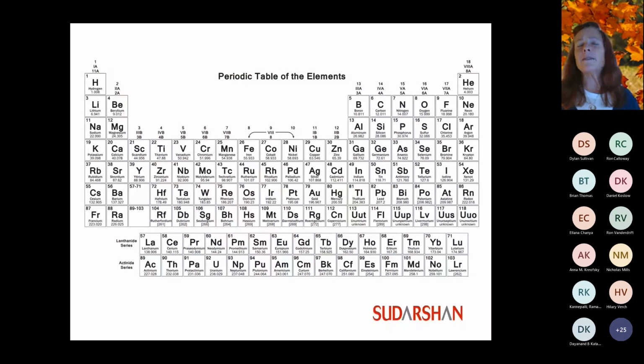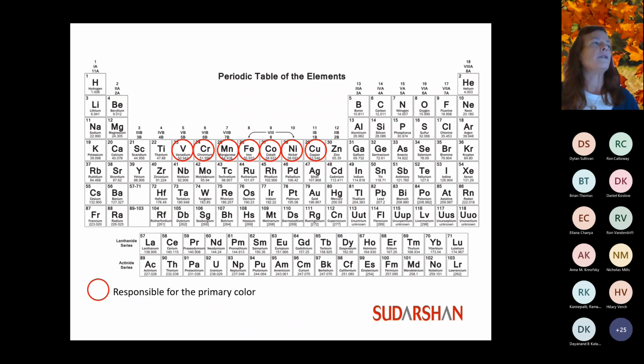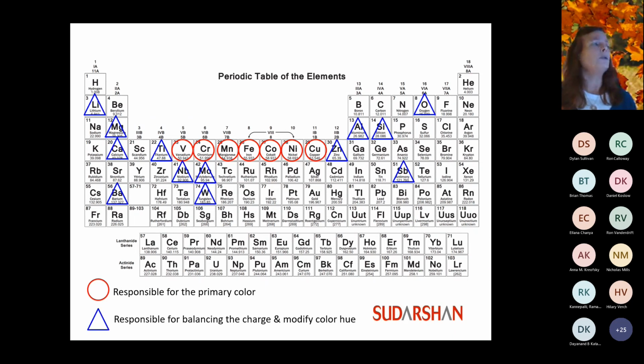So I would be remiss if I did not use the periodic table when we're talking about inorganic pigments. With respect to the CICPs, the ones I've highlighted here in red, these metals are responsible for the primary color of the colorant. And the ones that I've highlighted in blue are primarily responsible for balancing out the charge of that crystal structure, as well as to modify the color hue in the crystal structure. And we'll revert back to these items as we move through the presentation and discuss specific color indexes.